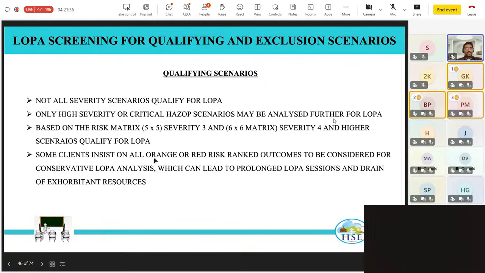Next, some clients insist on all orange or red risk outcomes to be considered for conservative LOPA analysis. Again, this can lead to prolonged LOPA sessions and drain of exorbitant resources. The rates of a LOPA chairman or a SIL assessment or SIL determination chairman are slightly higher than the HAZOP chairman. So looking at the resource exorbitance, you are unnecessarily engaging these resources if you take an overly conservative approach of having all the ratings evaluated. Here, clients look at what goes into a LOPA qualifying scenario.